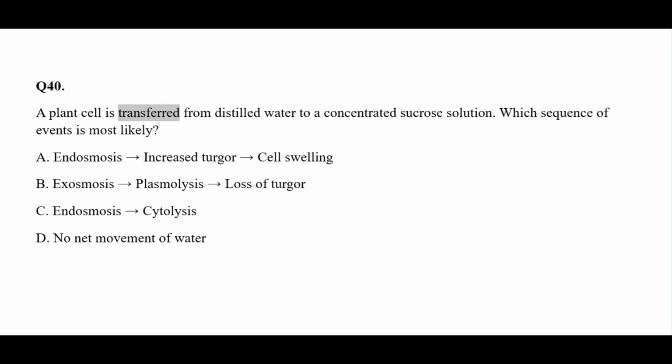Q40. A plant cell is transferred from distilled water to a concentrated sucrose solution. Which sequence of events is most likely? A. Endosmosis → increased turgor → cell swelling. B. Exosmosis → plasmolysis → loss of turgor. C. Endosmosis → cytolysis. D. No net movement of water.